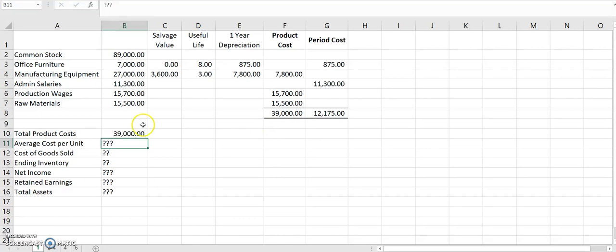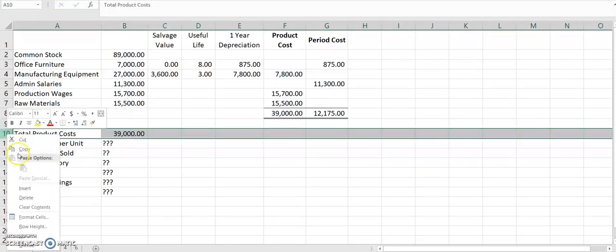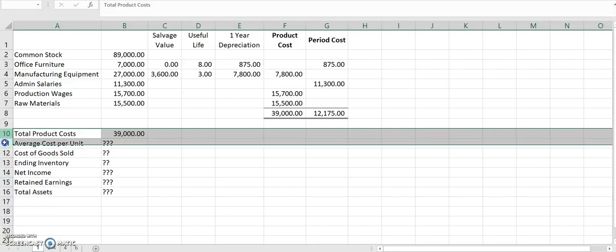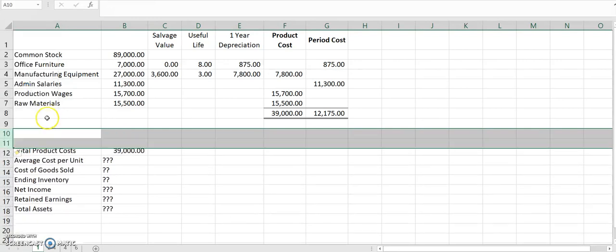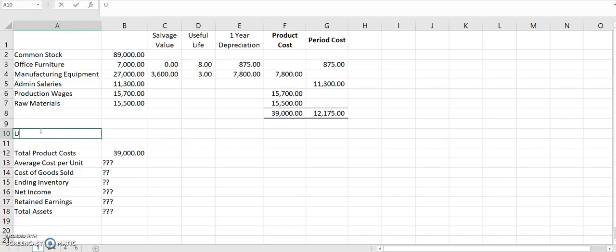Average cost per unit. So let's take a look here. Let's insert a few spots so we can look at our units produced.